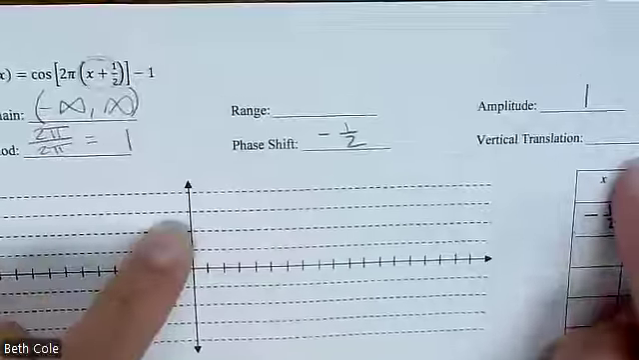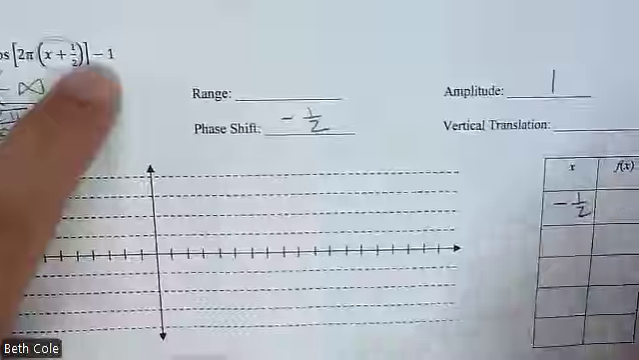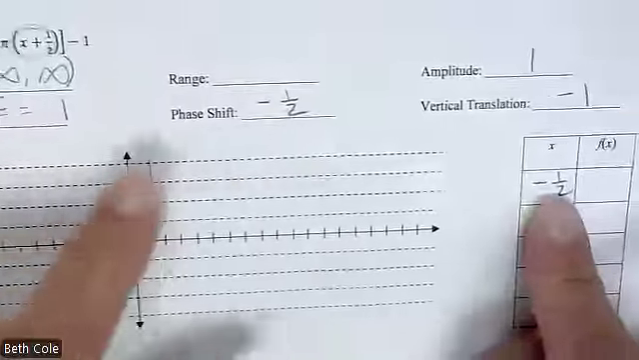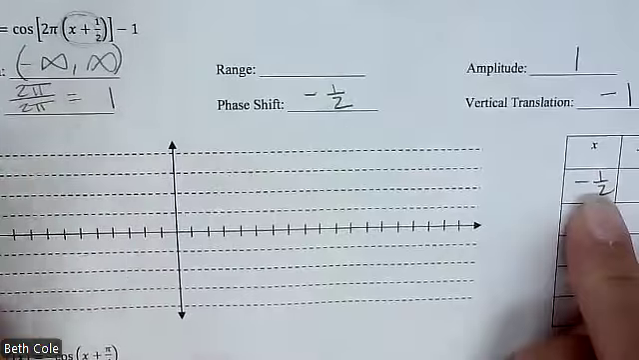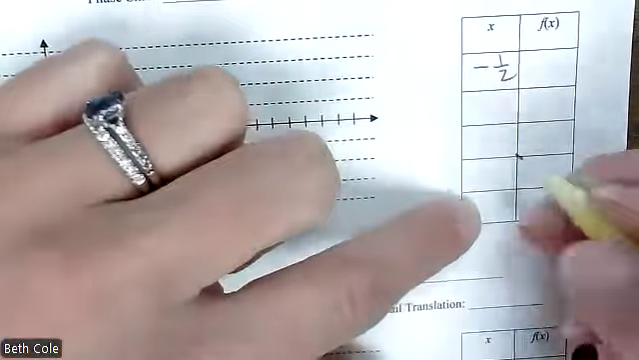All right, and then vertical translation. Did we move up or down? Down 1 or just -1. So I already copied over my phase shift. We're going to add the period, which is 1. If you have -1/2 plus 1, 1/2.